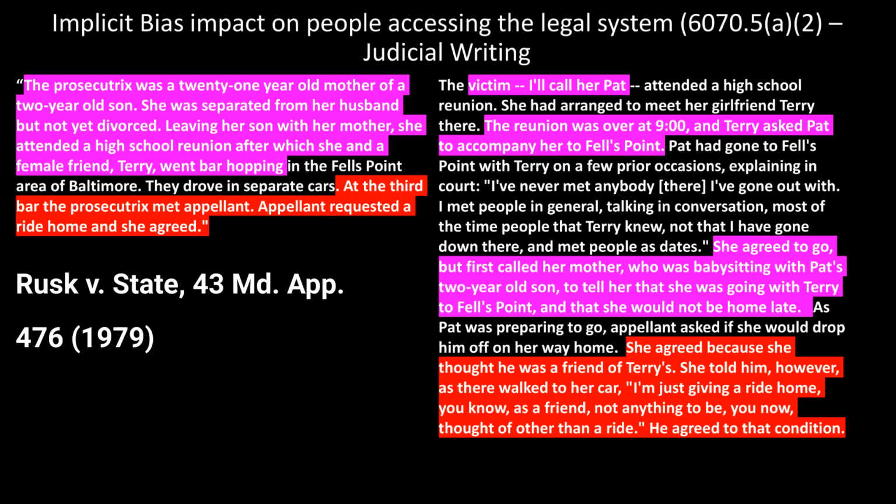Let's now turn to our example of implicit bias in legal writing. And here we are looking at a majority and dissent opinion on this slide. On the left is what the majority wrote, and on the right is what the dissenting judge wrote. This is a criminal case from the 1970s called Rusk versus State, and you can see the case at 43 Maryland Appellate 476. The basic fact pattern is as follows. A man was charged with rape of a woman, and the case goes up on appeal after his conviction.